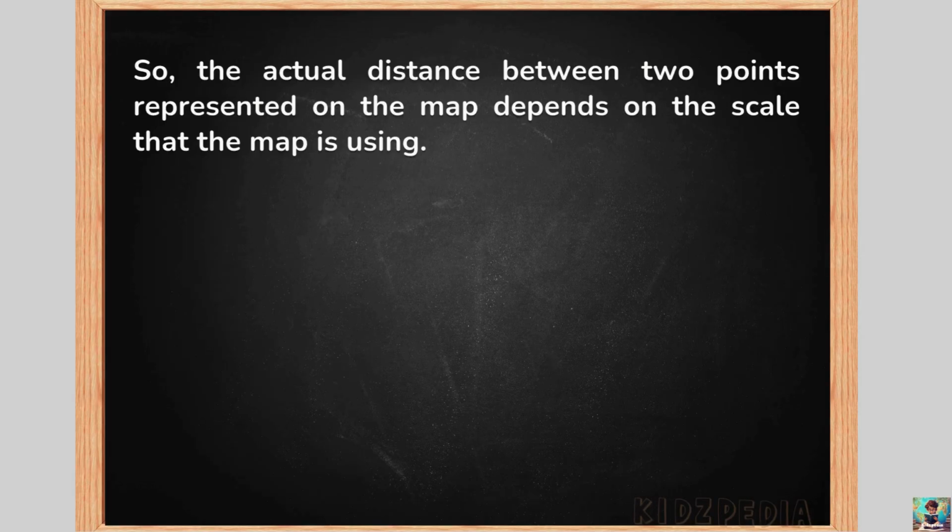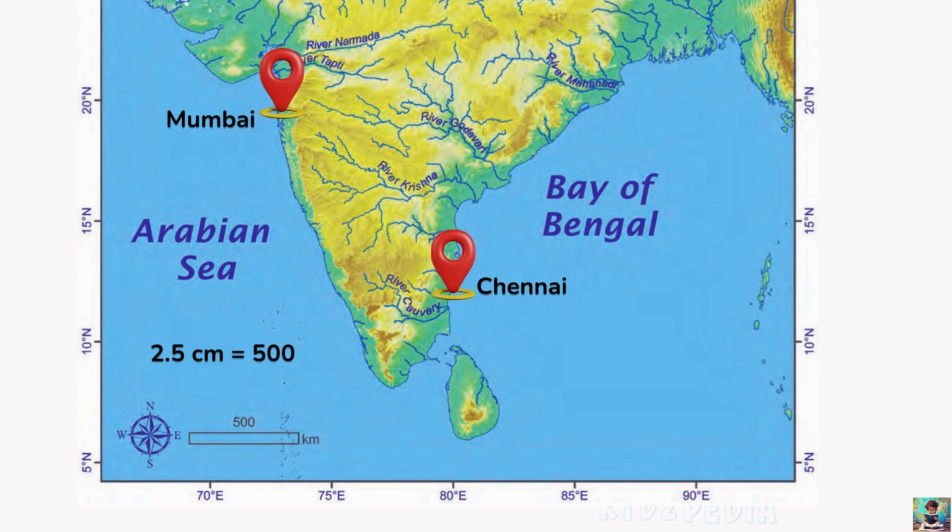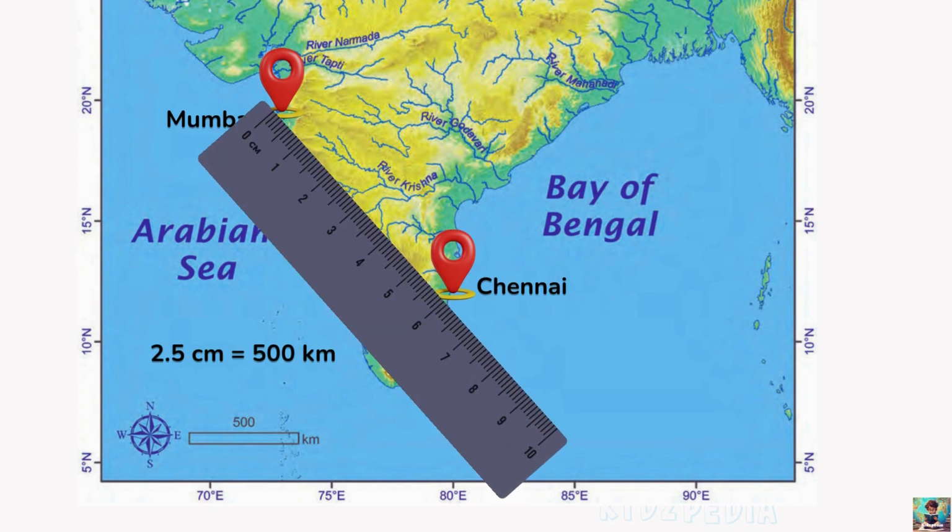So, the actual distance between two points represented on the map depends on the scale that the map is using. Let's say you want to find the distance between Mumbai and Chennai. Here the scale is 2.5 centimeters equal to 500 kilometers. Now, measure the distance between Mumbai and Chennai on the map using a ruler. You will find the distance to be more than 5 centimeters.